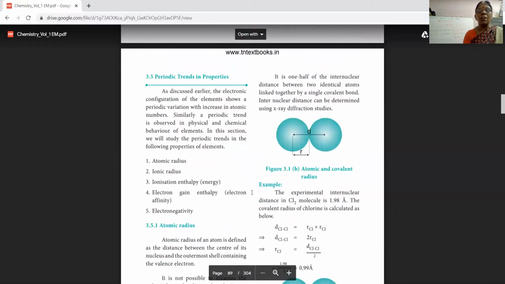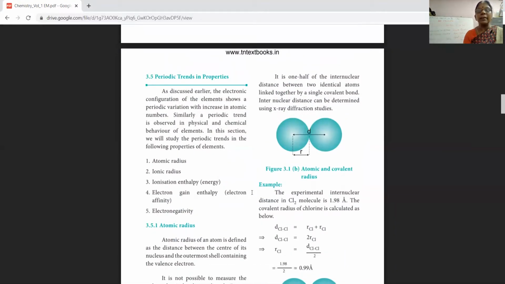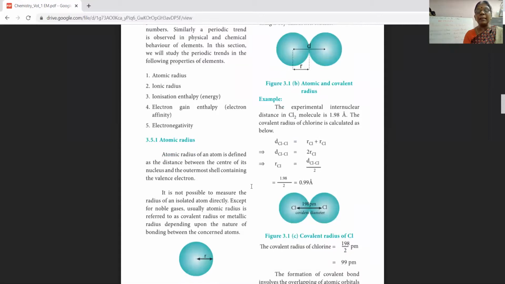Now one example is given here. Covalent radius is 1/2 of the internuclear distance between two identical atoms. Identical means the same atoms linked together by a single covalent bond. Internuclear distance can be determined using X-ray diffraction studies. For example, the experimental internuclear distance in the chlorine molecule is 1.98 angstrom. Its covalent radius is calculated as follows.